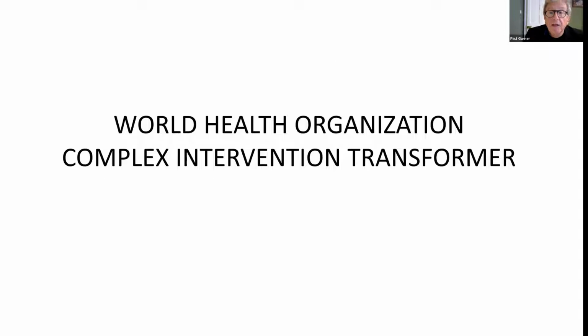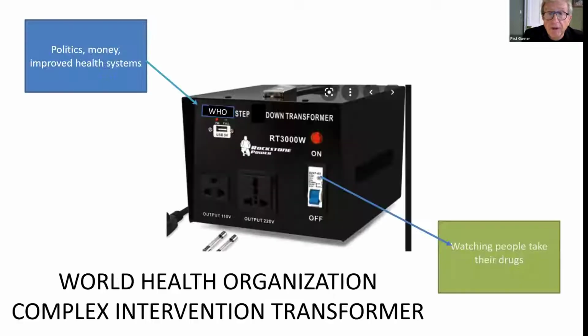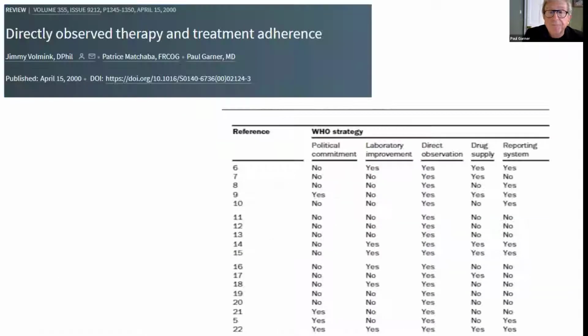Anyway. So this is an example of the World Health Organization complex intervention transformer, where they take a complex intervention such as directly observed therapy, when they actually are talking about politics, money, and improved health systems, put it into this box and turn it into a simple strapline, which is watch people taking their drugs. And this misleads and does damage and doesn't help.